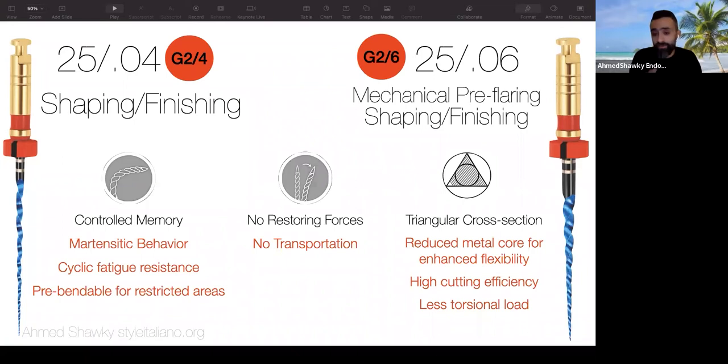According to the anatomy, I select my file, like I show you in the cases, the same behavior, except that it's small sizes, small taper and large taper, 04, 06. I can use them for shaping. And guess what? If I lost my orifice opener, I can use the apical part of the 25 or 6 for pre-flaring. So I can reduce the number of files by one file if I don't have, for example, the 10% taper.